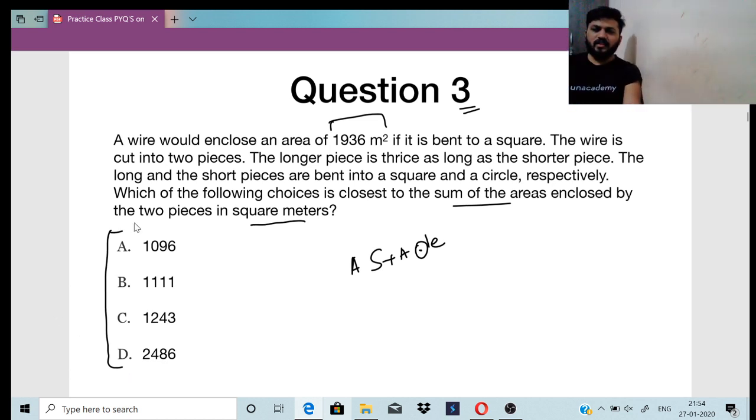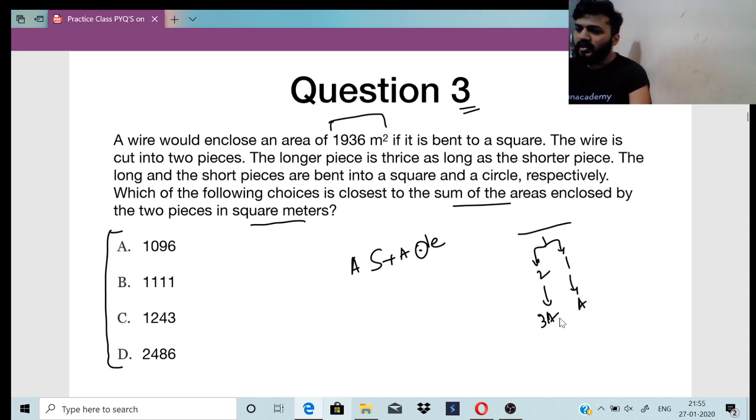And what they have given, the longer piece is thrice as long as the shorter piece, right? So basically I am cutting it into two pieces. A wire is there, I am cutting it into two pieces. So this part is thrice long and this part is single long, right? 3A and A. Tell me the answer now.